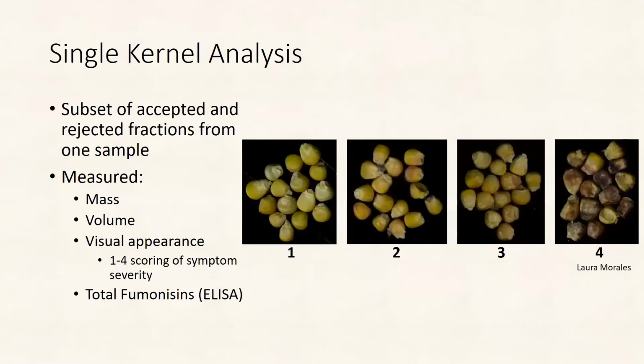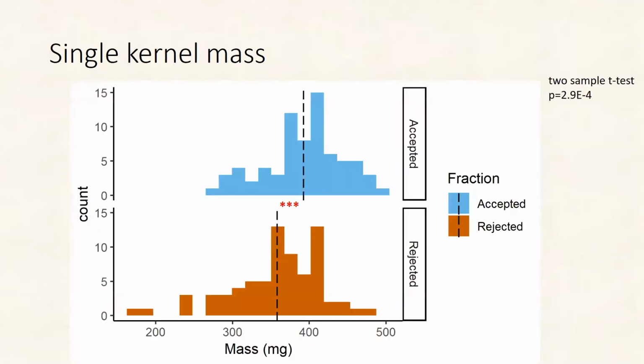Also interested in the visual appearance, and so I scored these kernels based on their symptoms, from 1 being asymptomatic, all the way up to 4 being highly symptomatic. Finally measured all of the Fumonisins in each single kernel by ELISA. So now I'll be showing you some histograms of each single kernel characteristic.